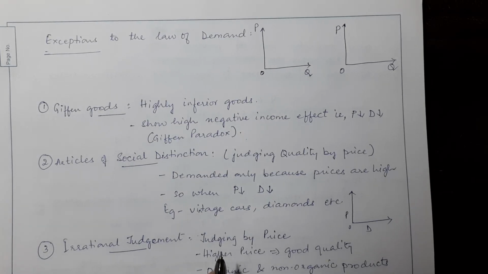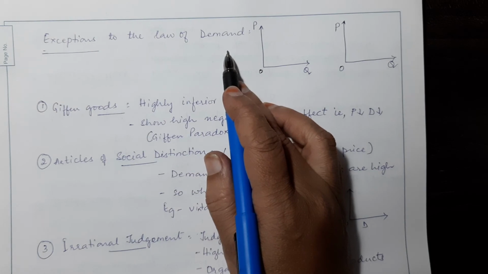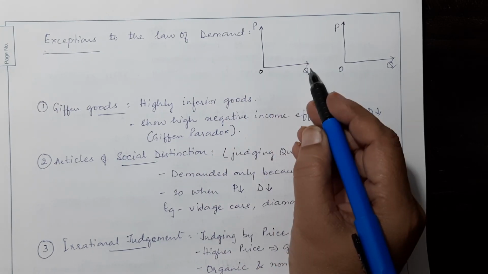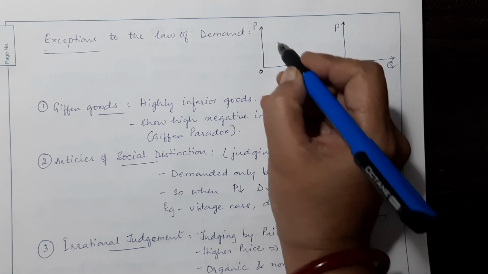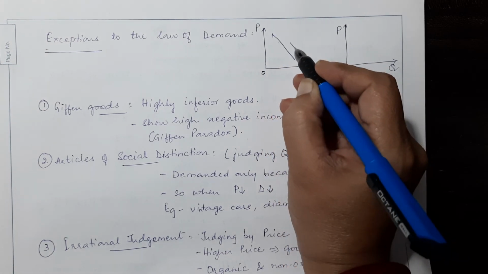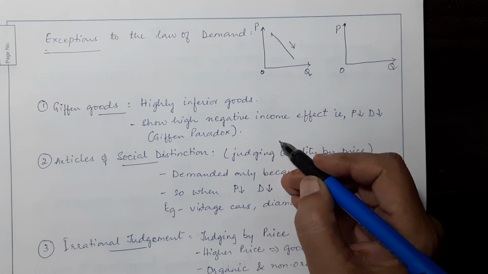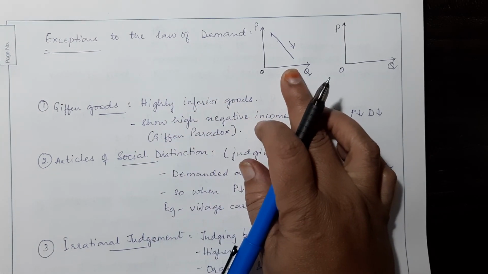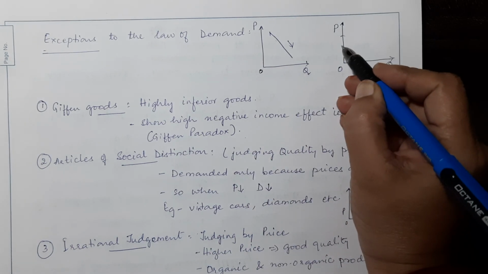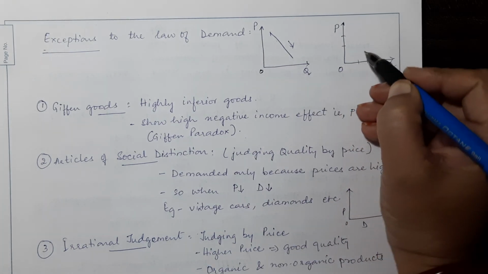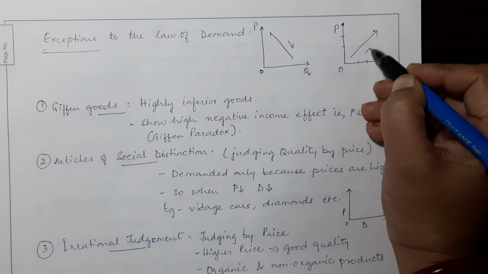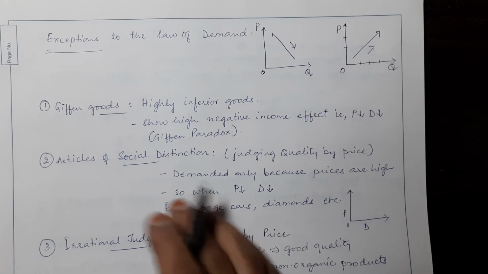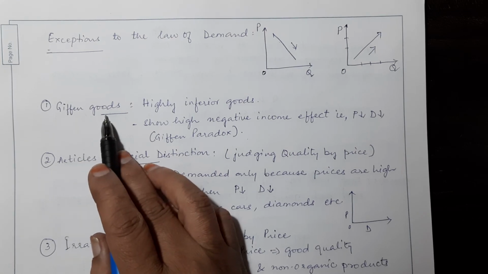Let's also discuss the exceptions to the law of demand. According to the law of demand, there's an inverse relationship between price and quantity demanded, and so the demand curve is downward sloping. Now, exceptions would mean that it is not downward sloping anymore. So, as the price increases, the demand also increases. So, it becomes a positive slope, it goes up. Let's see how.